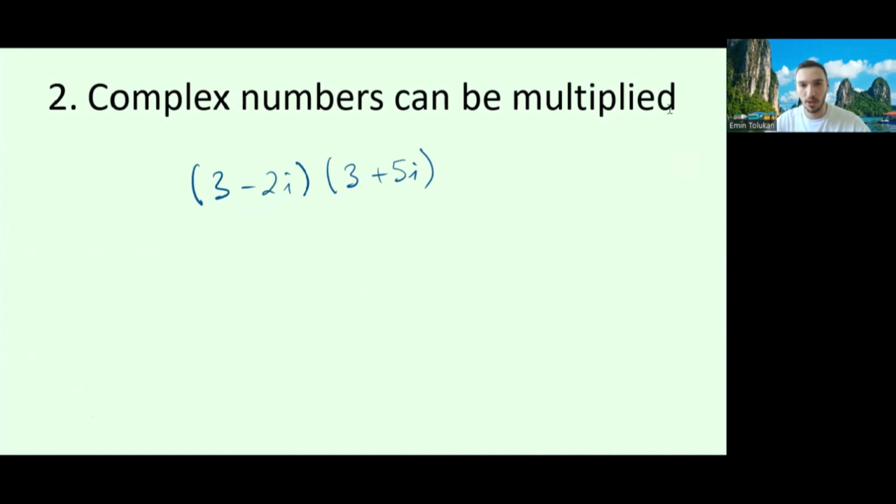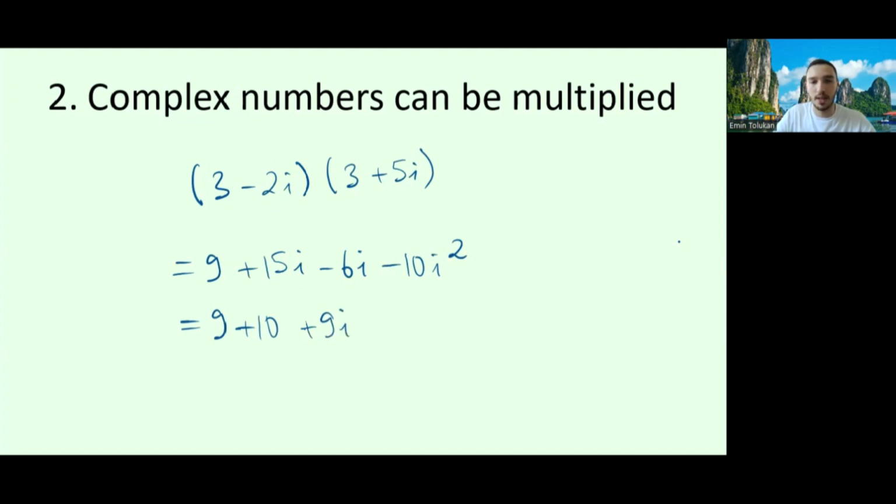I hope you paused the video and tried to do this by yourself. So let's take a look here. 3 times 3 gives me 9. 3 times 5i gives me 15i. And then negative 2i times 3 gives me negative 6i. And this multiplied by this gives me negative 10i squared. Immediately, we can simplify some terms. So 9, and then here I'm going to have negative 10 times negative 1, which just gives me positive 10, plus 10, and then plus 15i minus 6i just gives me 9i, or positive 9i. That gives me 19 plus 9i.